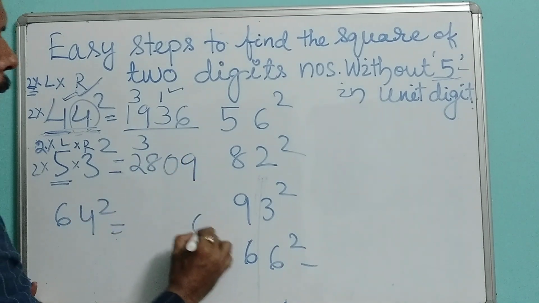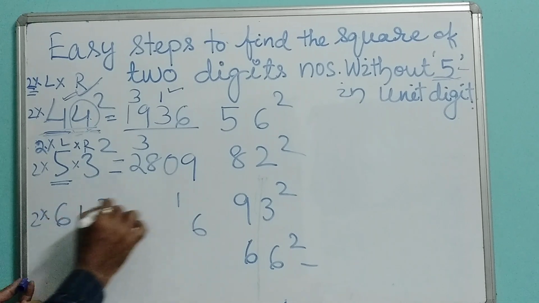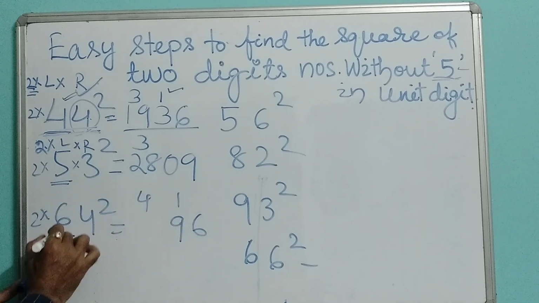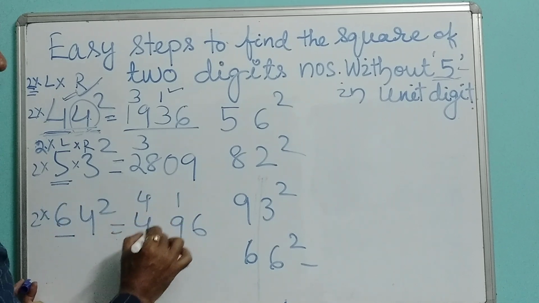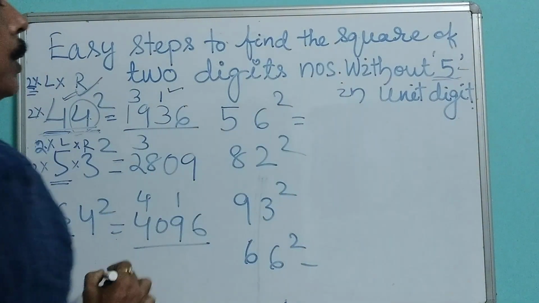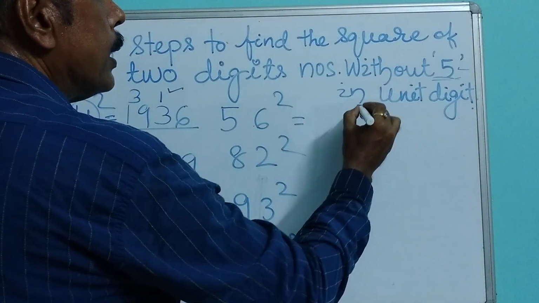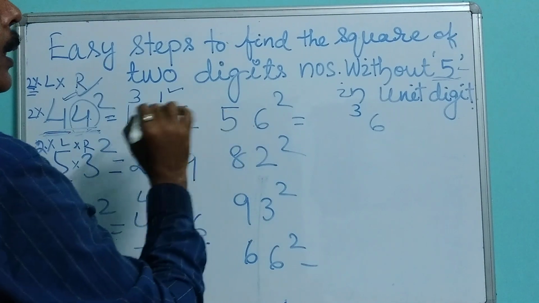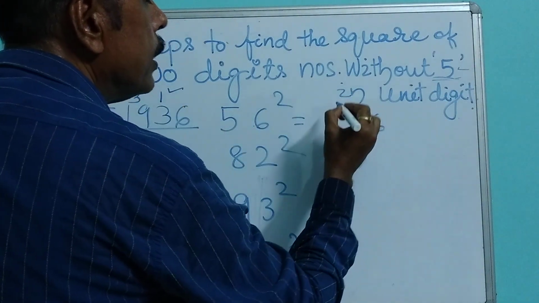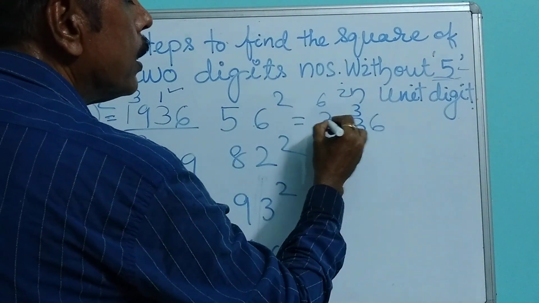Now 64 square. 4 square 16, write 6 carry 1. 4 sixes are 24, 2 times is 48, plus 1 is 49, write 9 carry 4. Then 6 sixes are 36, plus 4 gives 40. Similarly 56 square: 6 sixes are 36, write 6 carry 3. 6 fives are 30, 2 times is 60, plus 3 is 63, write 3 carry 6. 5 fives are 25 plus 6 is 31.